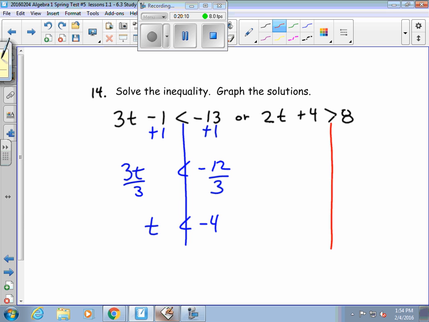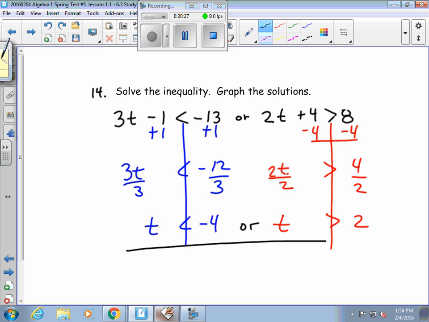Subtract 4 on both sides to cancel it out. So 2t is greater than 4. Divide by 2 on both sides. t is greater than 2. This is an OR inequality, so it's together by saying t is less than negative 4, or t is greater than 2.